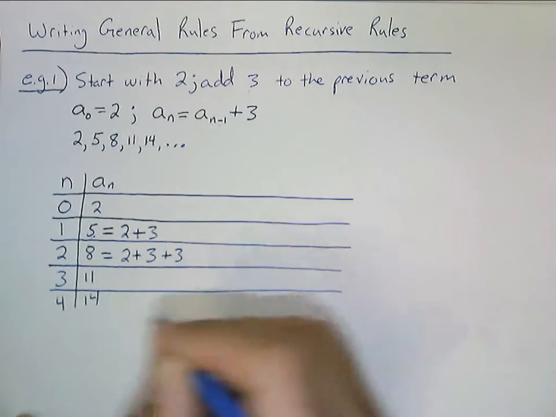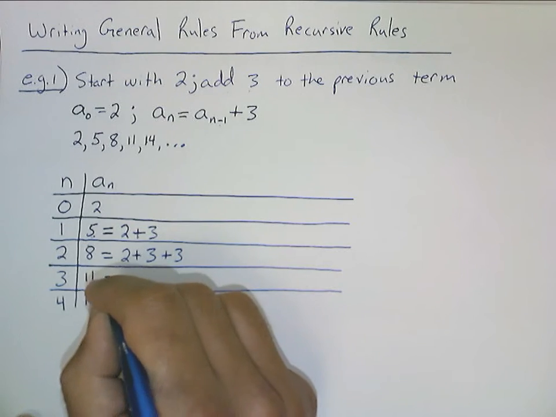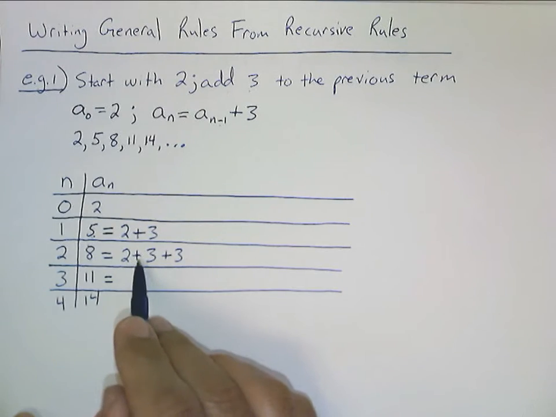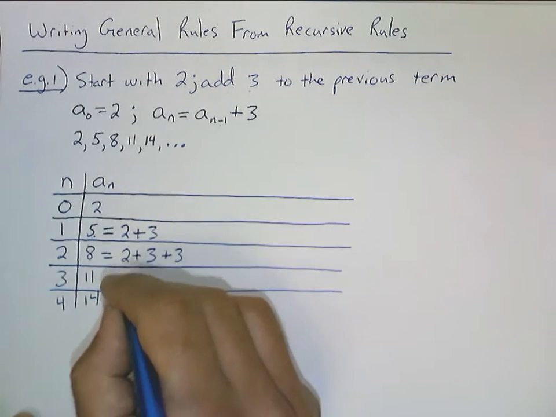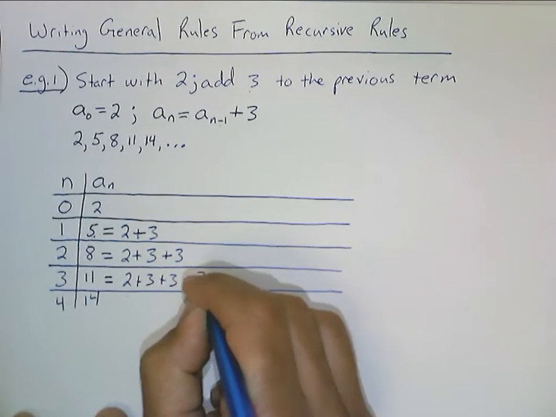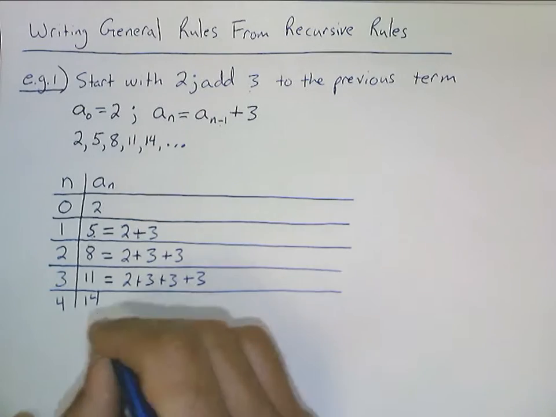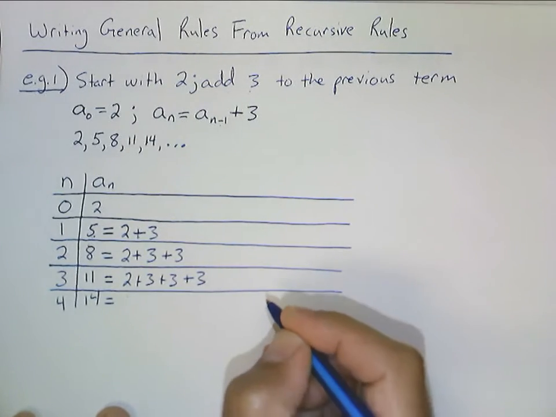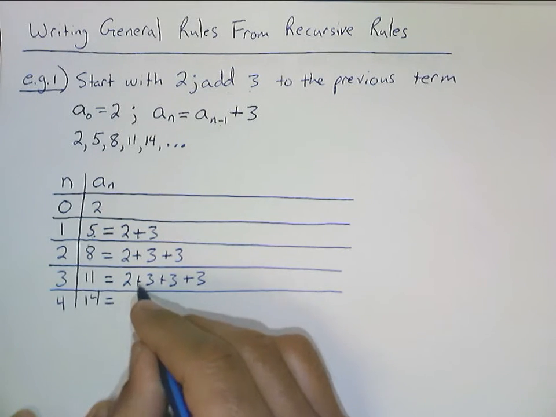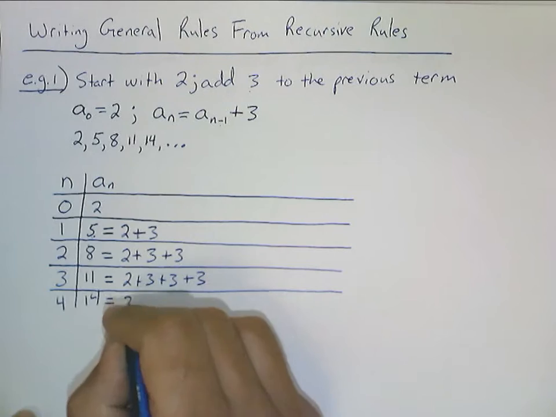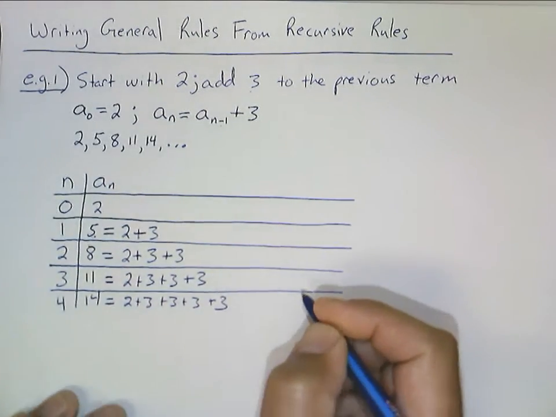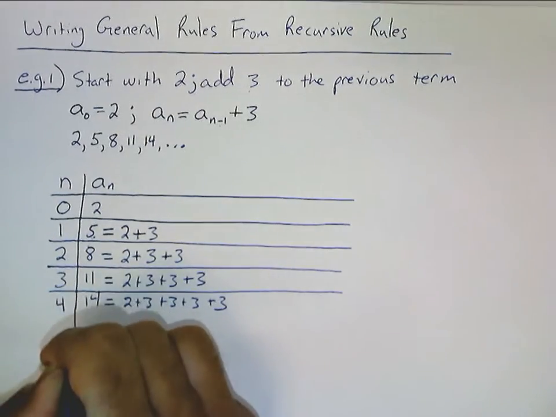Okay? This 11 we got by adding 3 to the 8. But we don't want to think about 8 as 8 anymore, we're thinking about it as 2 plus 3 plus 3. So we take the previous stage, 2 plus 3 plus 3, and then we add on another 3. Same thing here. 14 is now not 14, it's the previous stage, which is 11. But we're not thinking about it as 11 anymore, we're thinking about it as 2 plus 3 plus 3 plus 3. And we're adding another 3 onto that.